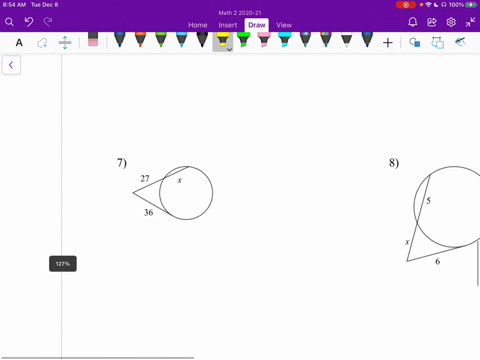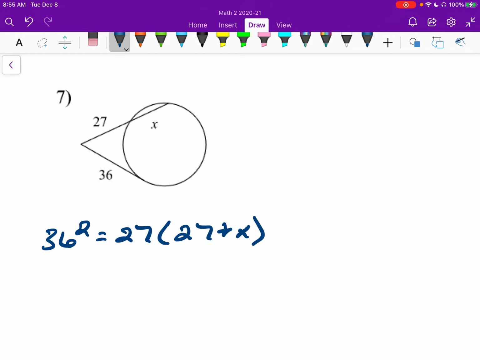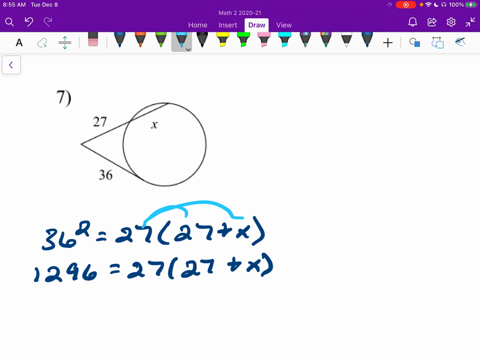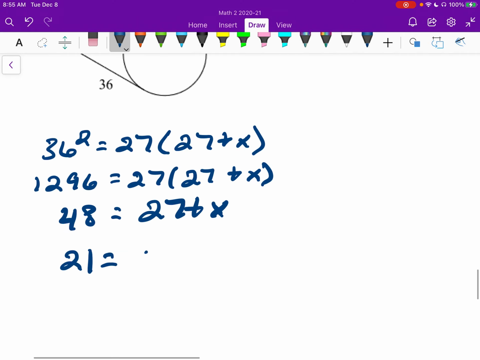All right. Number 7. Here we have a tangent and a secant. So I'll start off with my tangent. I'm going to have, well, 36 squared. And then for my secant, I have the outside, which is 27, and the whole thing, which is 27 plus x. So 36 squared is 1296, and 27 times 27 plus x. And we could, if we wanted to, distribute that, but I just think the numbers stay a little bit smaller if we don't, so I'm not going to. So whenever I divide by 27, I'm left with 48 equals 27 plus x. I subtract 27, and I get, well, 21 is x.